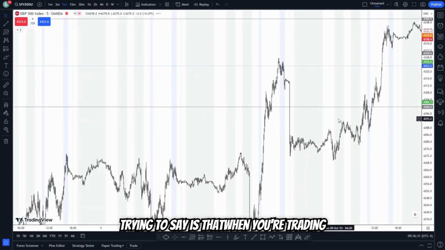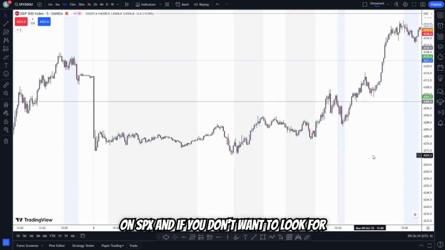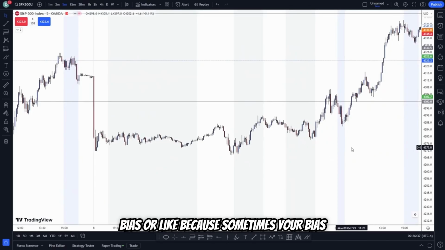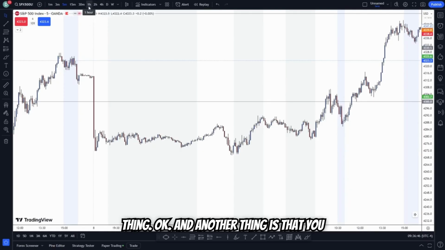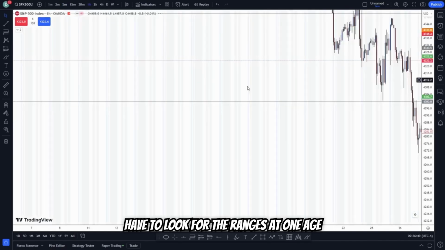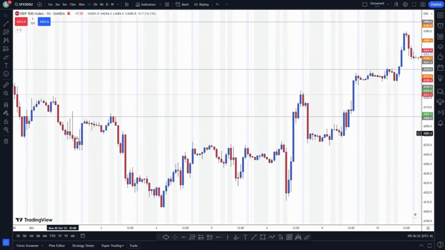But the thing which I'm trying to say is that when you're trading on SPX, and if you don't want to look for bias, because sometimes your bias can be wrong, okay? But you should know your bias. That's a good thing, okay? And another thing is that you have to look for the ranges at 1H time frame, okay?